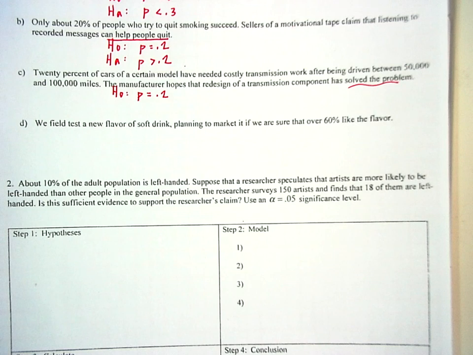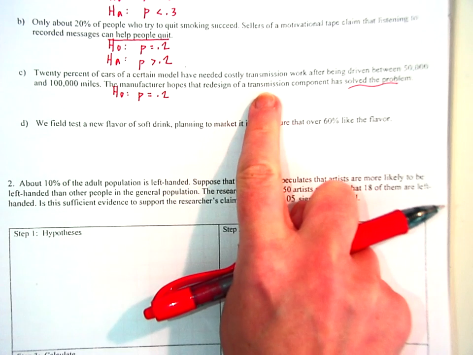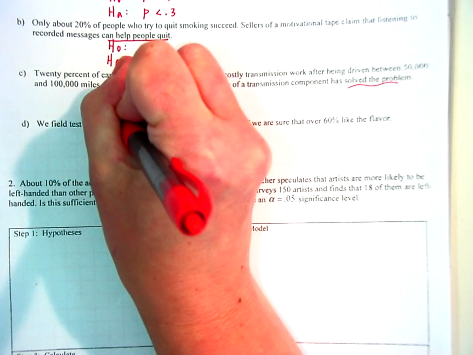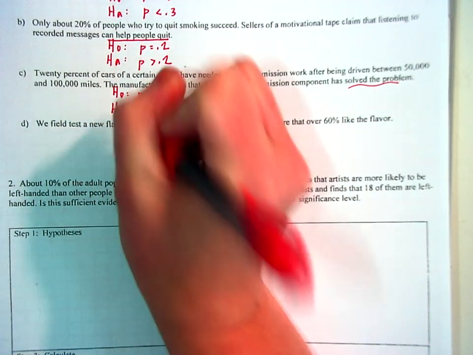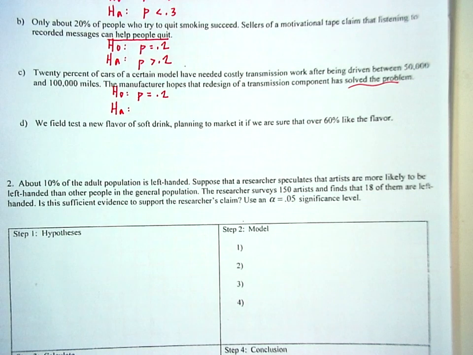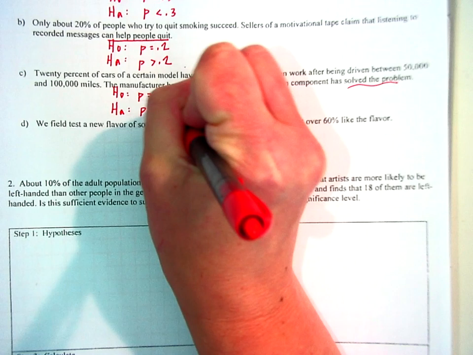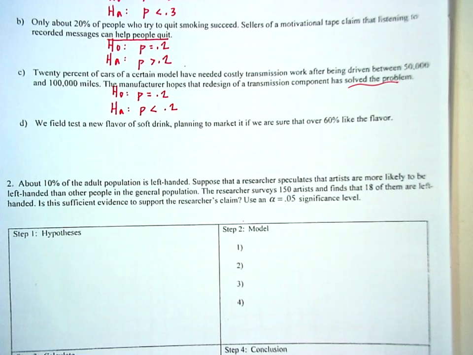Okay, and then we're hoping that the redesign of a transmission component has solved that problem. So in what direction would it be helpful? Right, if we're trying to solve the problem, we want fewer models to need transmission work. So we're looking at it lowering from that 20% figure here.